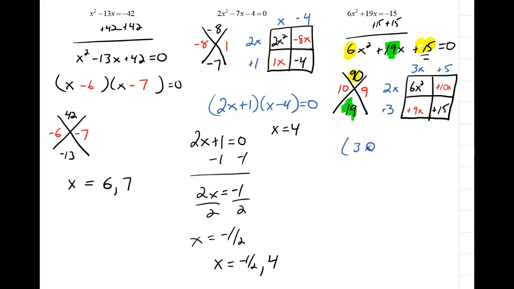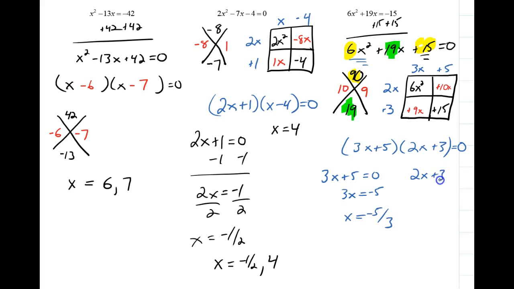So when you go and you rewrite this, just take a second and go 3x times 2x is equal to 6x squared. 5 times 3 equals 15. So you're probably right. Split it up. Minus 5 divided by 3. Minus 3 divided by 2. There are my two answers.